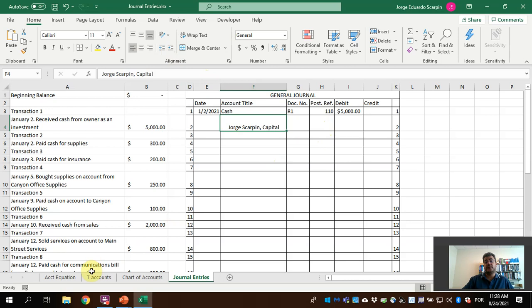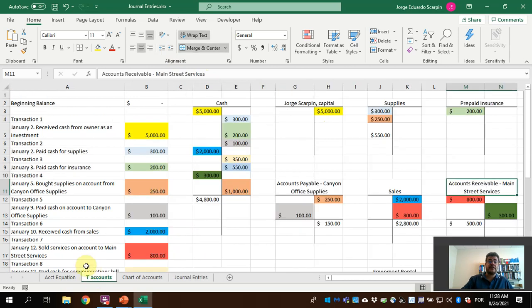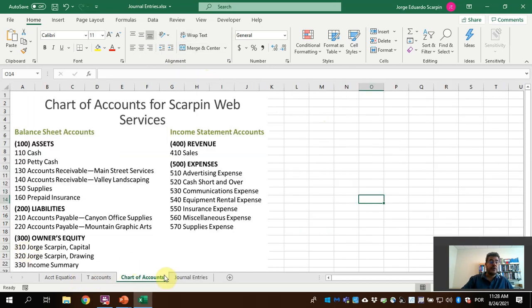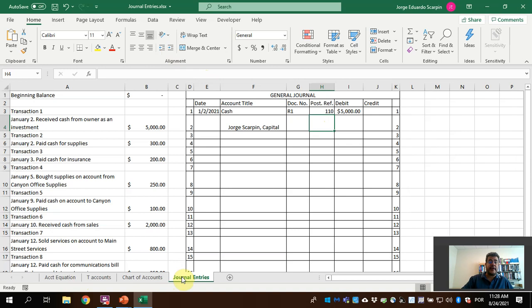What is the post ref of Scarpin Capital? 310. And then it is a credit of 5,000. And we do it for all of our transactions. So the second one, also January 2nd.